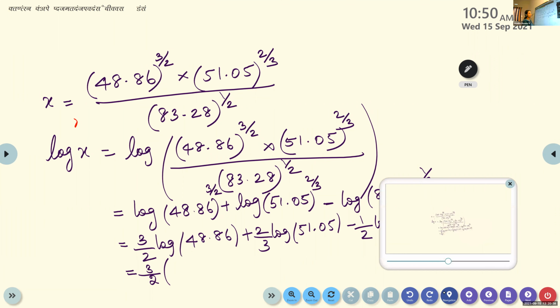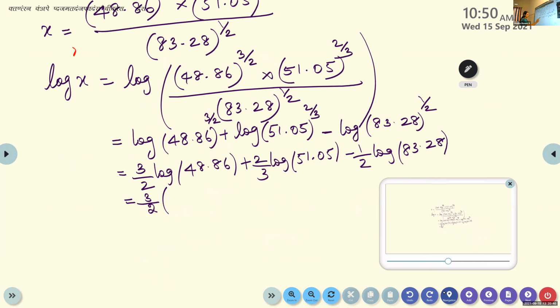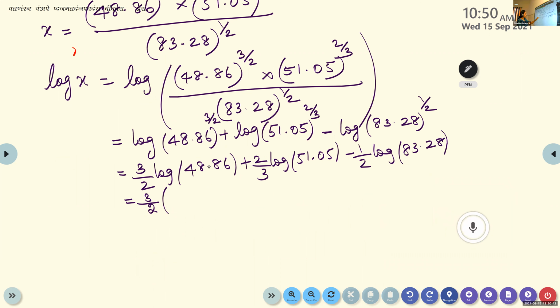Log of 48.86. So here, the characteristic part: before the decimal we have 2 places, so the characteristic will be 1 point.